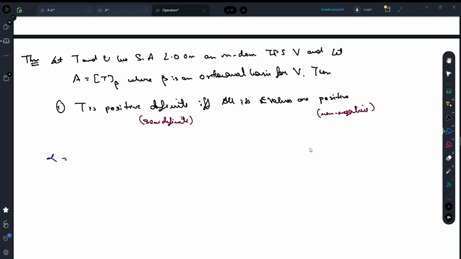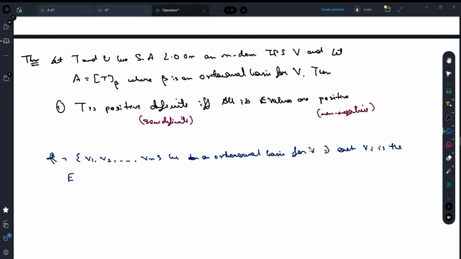Suppose, let us say, beta is equal to v1, v2, till vn, be an orthonormal basis for V, such that each vi is an eigenvector. Now we know about its existence because we are talking about self-adjoint operators, and each vi is the eigenvector corresponding to eigenvalue lambda i.